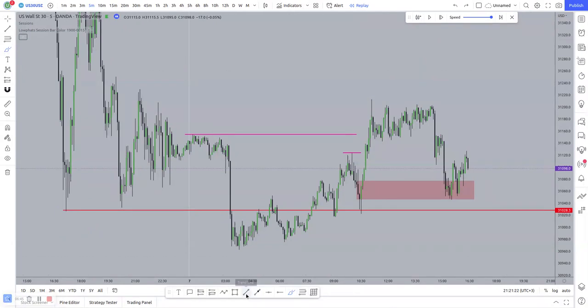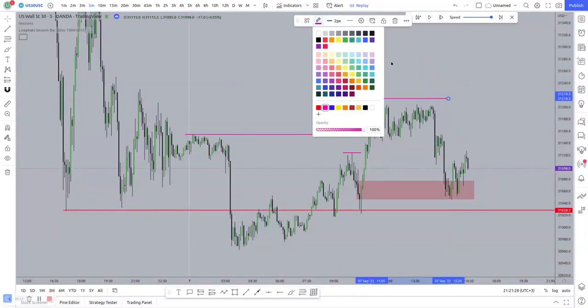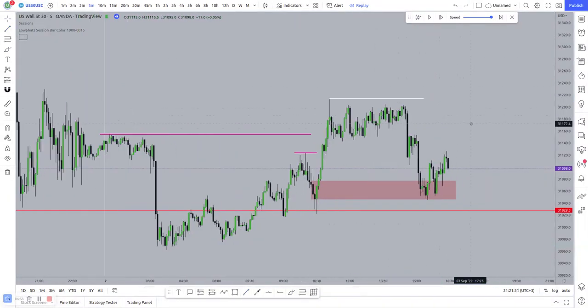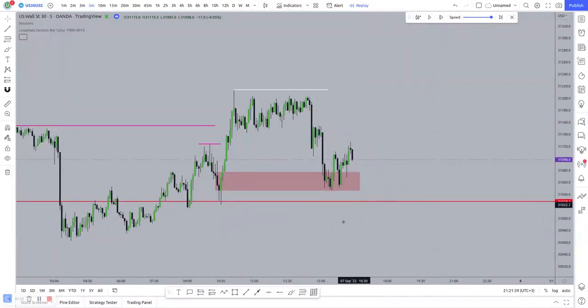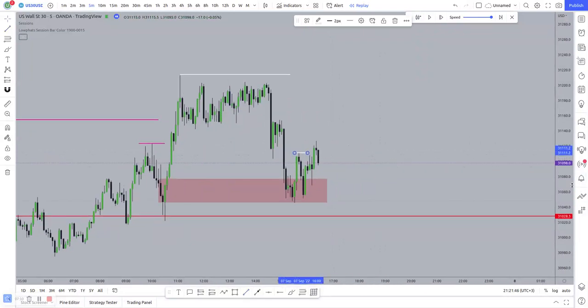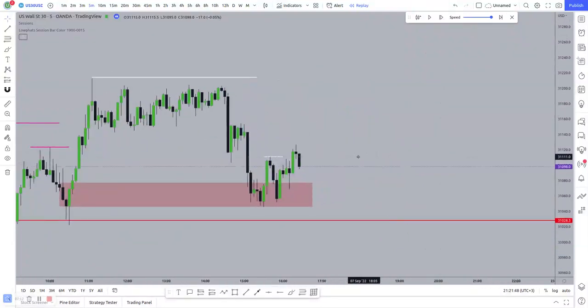It means we have liquidity above this consolidation. Let me change the color to white. So we have this liquidity above this consolidation. And now we also have another breaking structure. Can you see it? Let me zoom in. So we have this high that has been taken out, and now price is coming back.